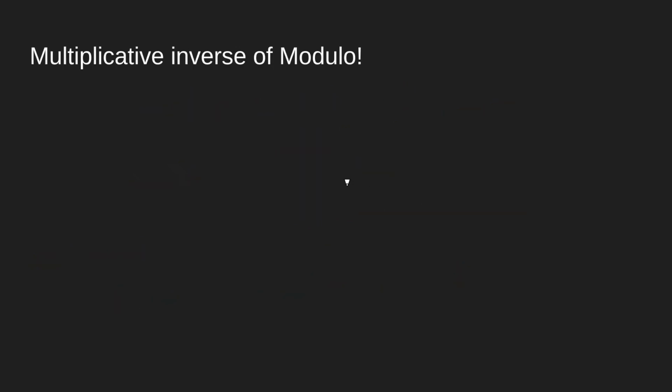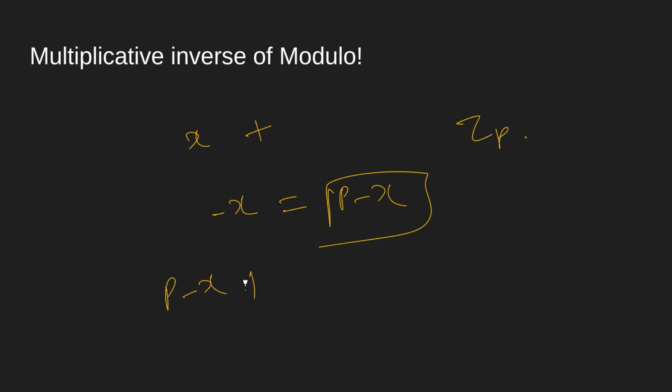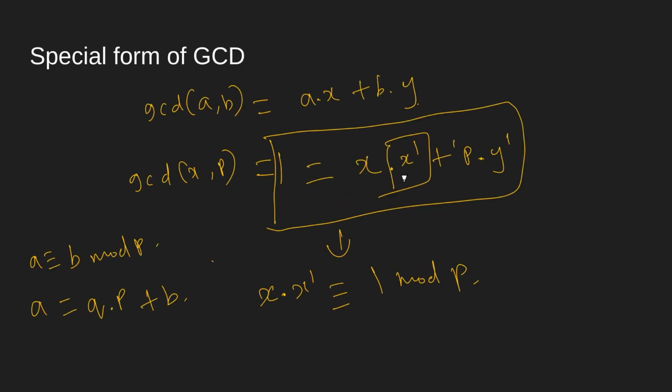This is how we are going to find, and discuss the algorithms to find, the multiplicative inverse, because we very much know the additive inverse. With respect to addition, the additive inverse is minus x, which is nothing but p minus x, because p is considered as a 0 with respect to modular arithmetic. p minus x plus x is equal to p, which is congruent to 0 mod p. With respect to the multiplicative inverse, we are going to work with GCD.